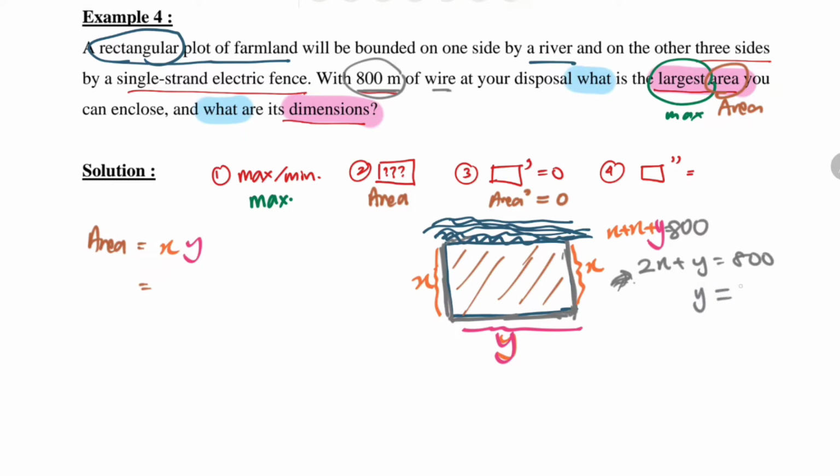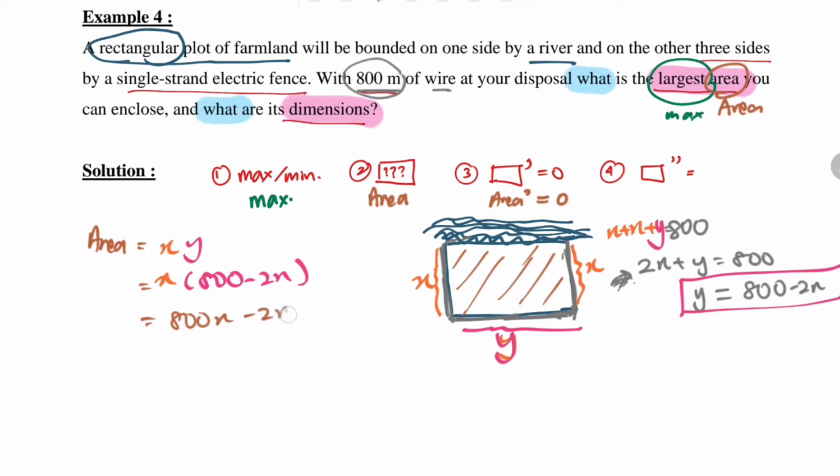So I want to let y as the subject because I see that y is alone. y is just one y, whereas x is 2x. So it's easier if I just let y as the subject. And here, I can replace that y to be 800 minus 2x from that equation. Okay? And then next, what do we do? Of course, we have to expand it. Okay? Now, this is your area function.